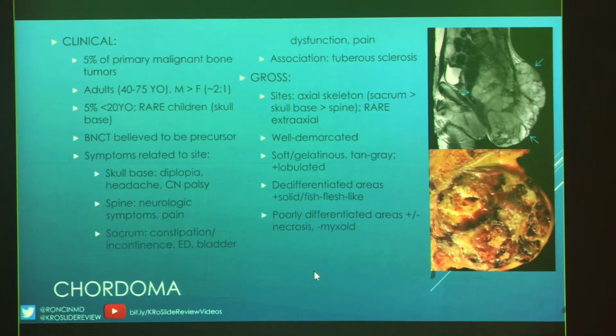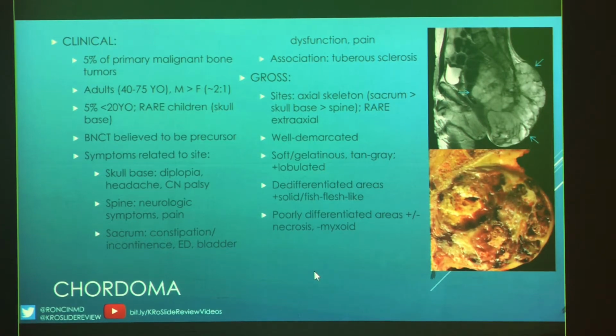And the symptomatology is related to where this tumor is. So you need to imagine, if you will, if they have a large skull-based tumor, they might get diplopia, they could have headaches, there could be several different palsies involved. If it's involving the spine, then we would think about neurologic symptoms, maybe even pain. And involving the sacrum, so we would think about GI, GU type symptoms, erectile dysfunction, as well as pain. There is association between chordoma and tuberous sclerosis, so that's something to keep in mind as well.